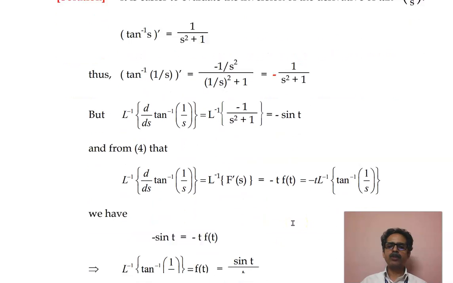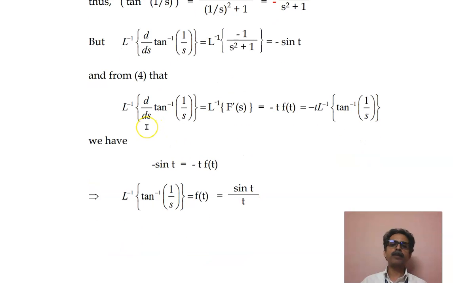Now from equation 4, we are using the property here. Because here we obtain inverse Laplace of d upon ds of tan inverse of 1 upon s is minus sin t, no doubt. But according to the property, L inverse of d upon ds of tan inverse of 1 upon s, I can take this tan inverse of 1 upon s as f of s, so that this became d upon ds of f of s, so that this became L inverse of f dash of s.